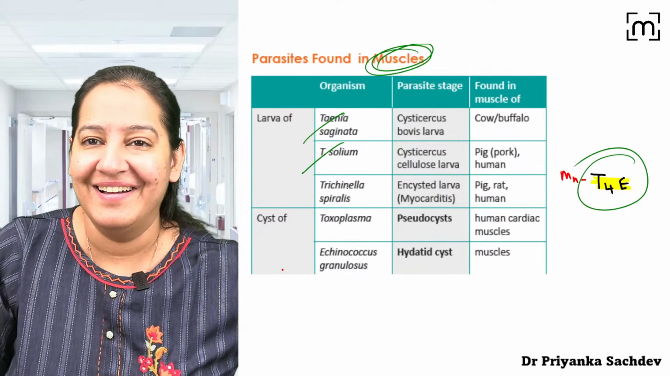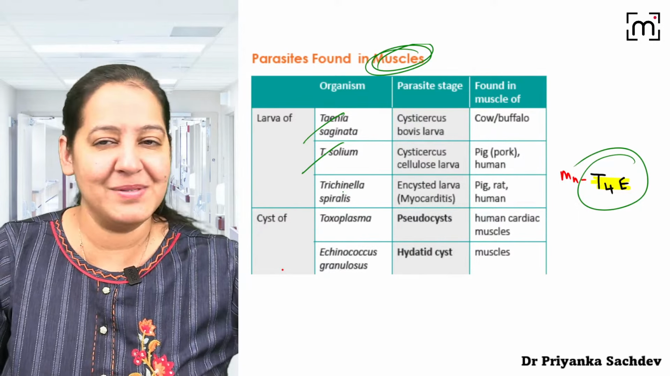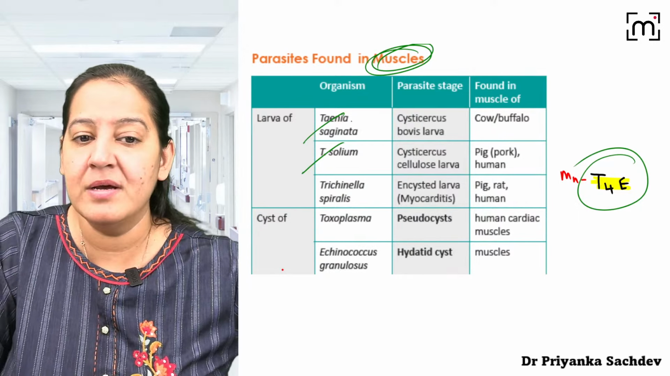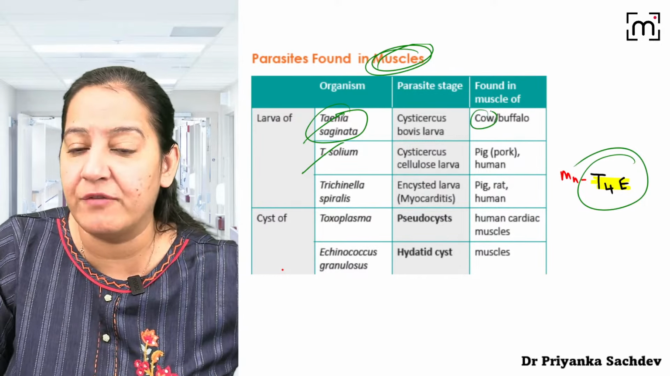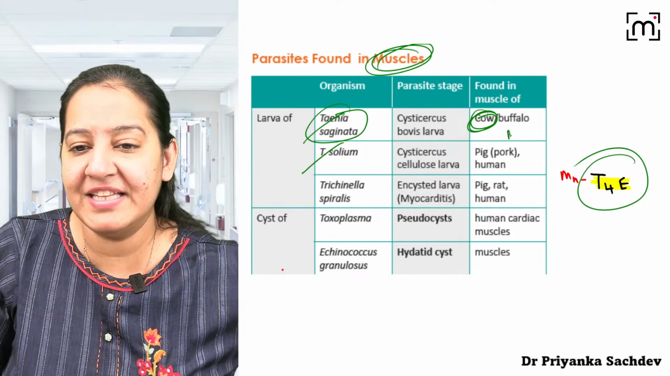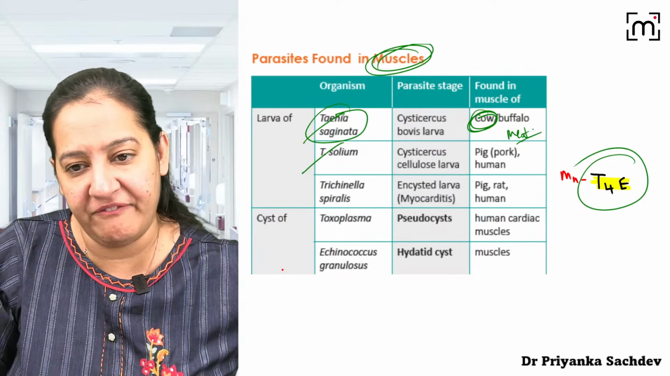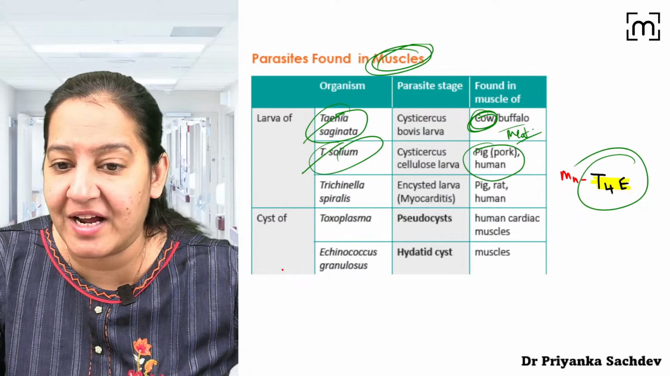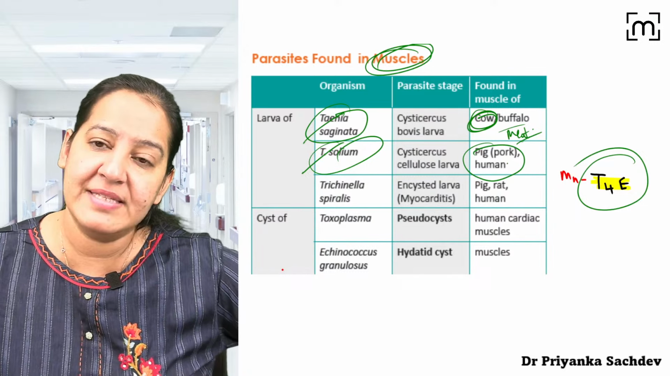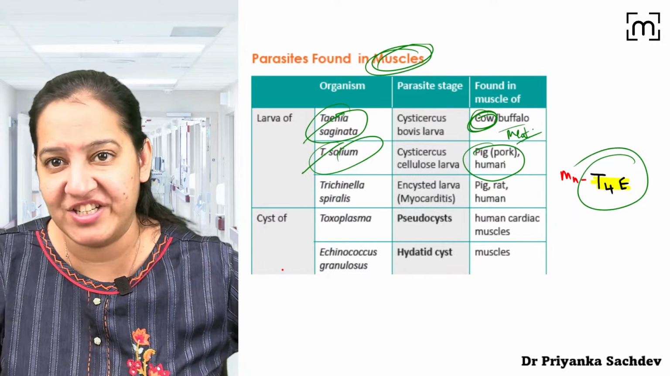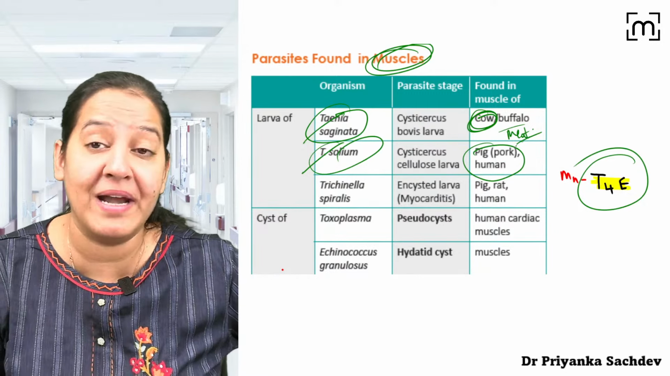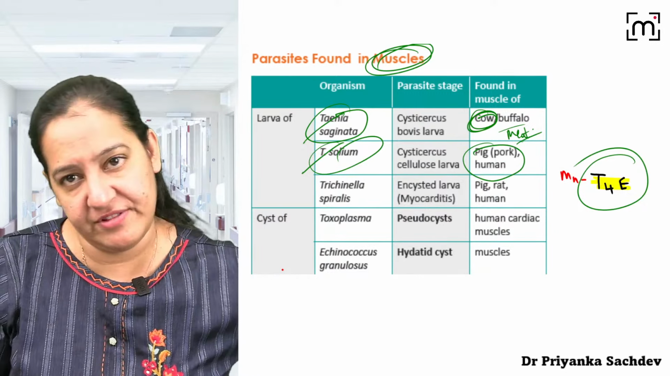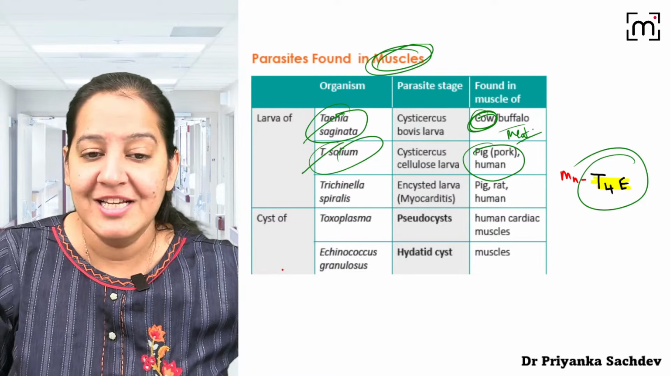The 2 are Taenia. Taenia solium and Taenia saginata. I'm sorry, these are not present in the muscle of human. Taenia saginata is present in the muscle of the cow. So if someone is eating the meat of cow or buffalo, he or she can get infected, right? Solium is present in the muscle of the pig. So if someone is eating pork meat and it is undercooked, the person can have the infection of Taenia solium.